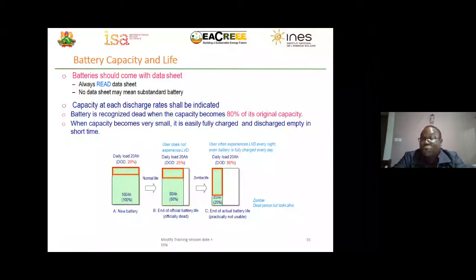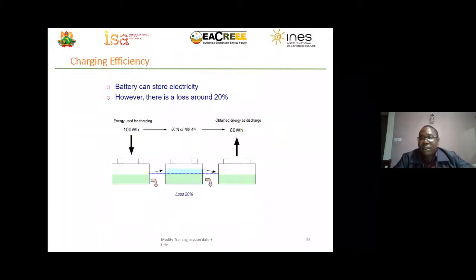It's about 25%. So beyond this, as I mentioned, your battery is as good as dead, because as the capacity continues to fall, the depth of discharge becomes very high. With clear indications: you quickly charge the battery, it gets full within no time, and when you connect a few components, the battery discharges.